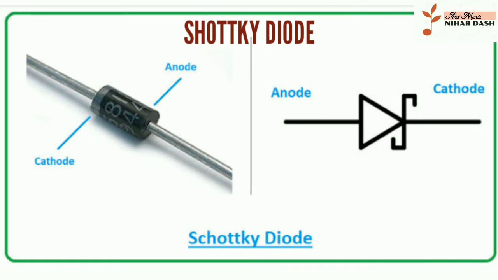The metal semiconductor junction can be either non-rectifying or rectifying. The non-rectifying metal semiconductor junction is called ohmic contact. The rectifying metal semiconductor junction is called non-ohmic contact.